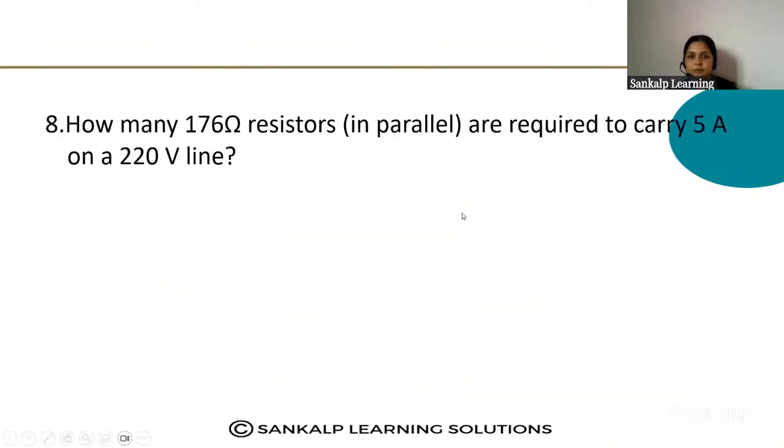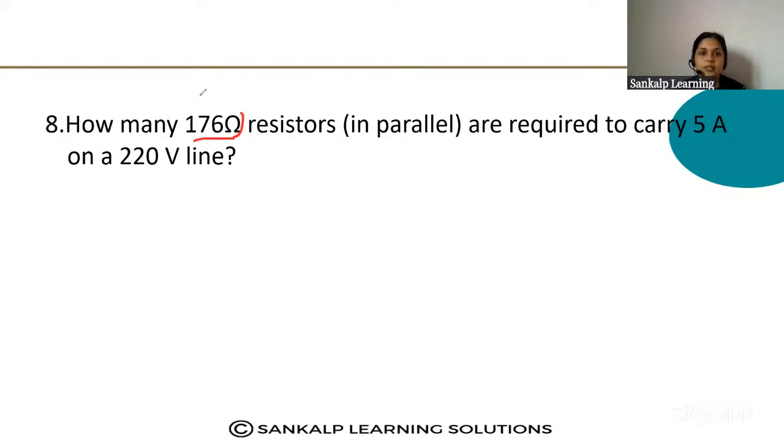Next question. How many 176 ohm resistors, connected in parallel, are required to carry 5 ampere on a 220 volt line? So you have to find out how many 176 ohm resistors should be connected. Here, please write down the given data.